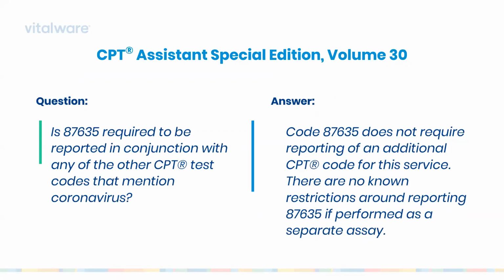Okay, is 87635 required to be reported in conjunction with any other codes? And they say right now it does not require reporting of any additional CPT codes, and there shouldn't be any restrictions around reporting 87635 as a separate assay. Now, again, this is the AMA's guidance, and we don't yet have the procedure to procedure, the P2P guidelines from CMS, but right now there are no known restrictions.